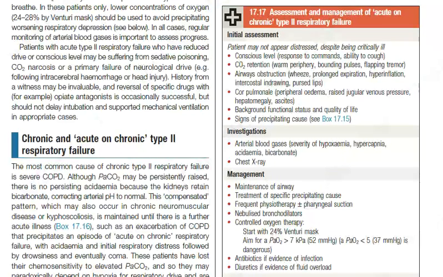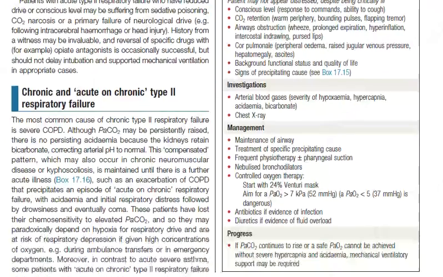Investigations. Arterial blood gases: severity of hypoxemia, hypercapnia, acidemia, bicarbonate, and chest X-ray. Management. Maintenance of airway. Treatment of specific precipitating cause. Frequent physiotherapy with or without pharyngeal suction. Nebulized bronchodilators. Controlled oxygen therapy. Start with a 24% Venturi mask. Aim for a partial pressure of arterial oxygen of more than 7 kilopascals, that is 52 mmHg.